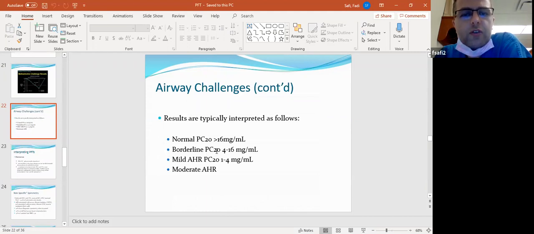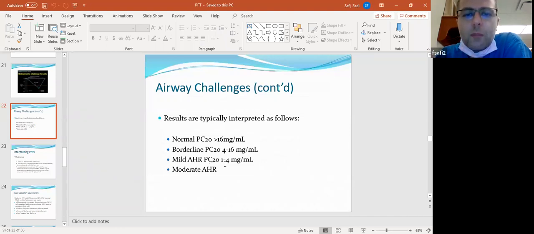So results are normal if more than 16 drop. But for the lab, we usually measure 4 to 16 because of borderline cases, some normal people who have allergies, for example somebody who has allergic rhinitis, can drop with 4, even if they don't have asthma. So 4 to 16, anything above 4 is usually normal.